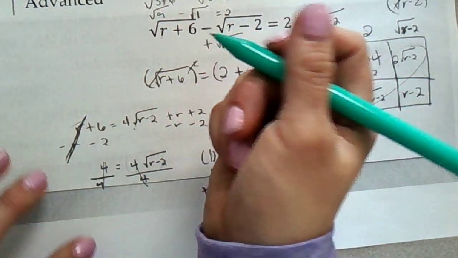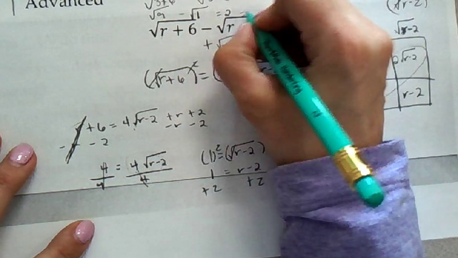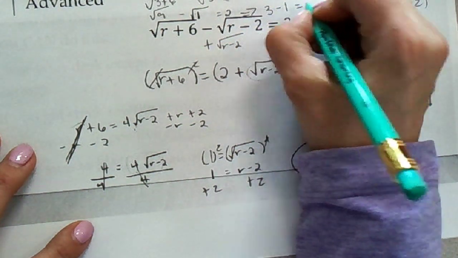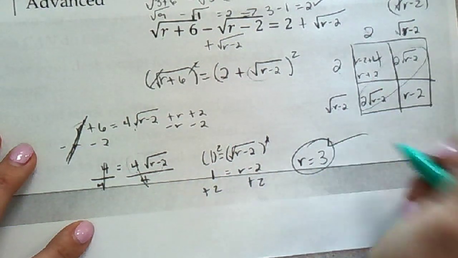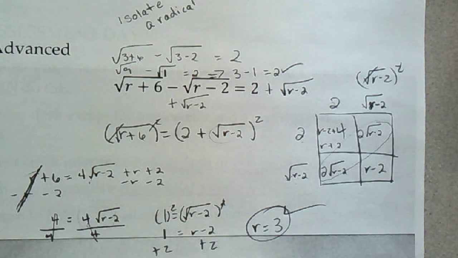Square root of 9 is 3. Square root of 1 is 1. So then we get 3 minus 1 equals 2. That does work. Check the solution, we're good. And that, my friends, would be worth 6 points.